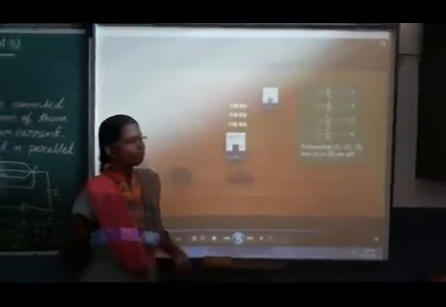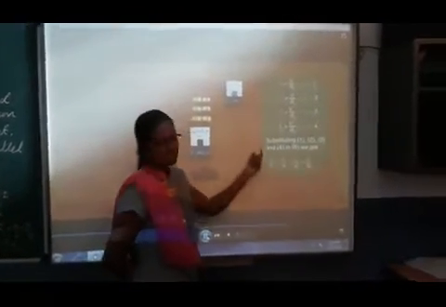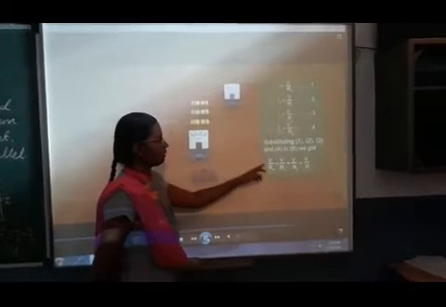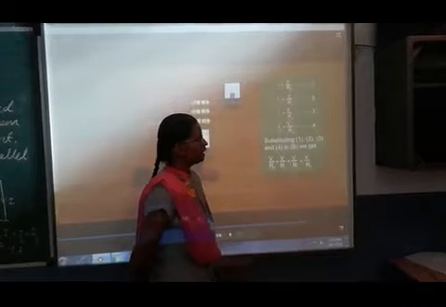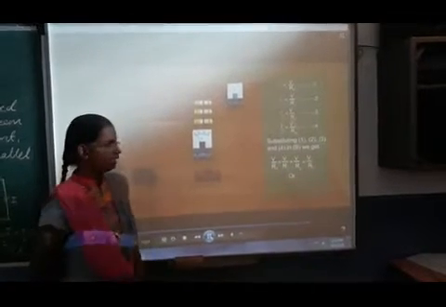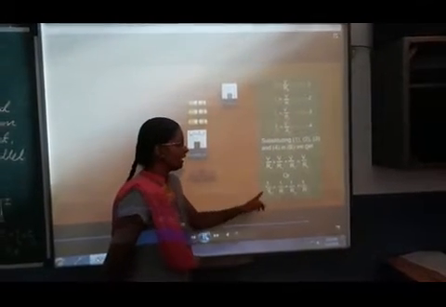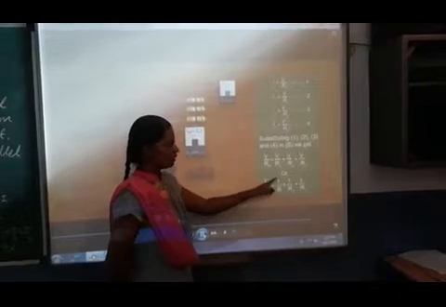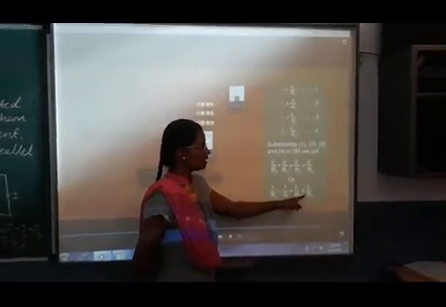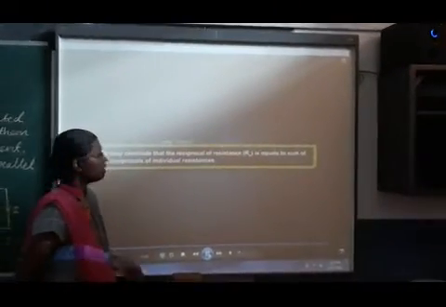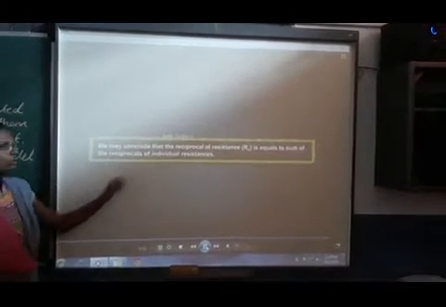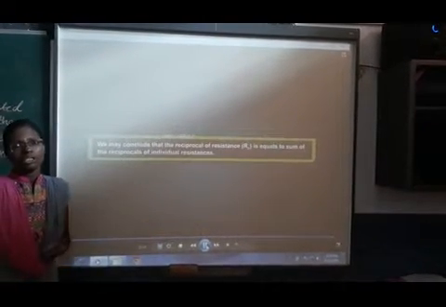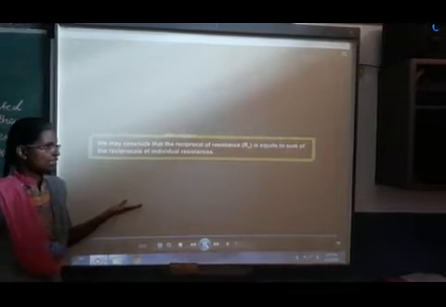Then we get the formula for resistors in parallel, that is V by RP is equal to V by R1 plus V by R2 plus V by R3. V is a common term here, so take it out. Then we get the equivalent resistance in parallel: 1 by RP is equal to 1 by R1 plus 1 by R2 plus 1 by R3. So here we conclude that the reciprocal of the equivalent resistance is equal to the sum of the reciprocals of the individual resistances.